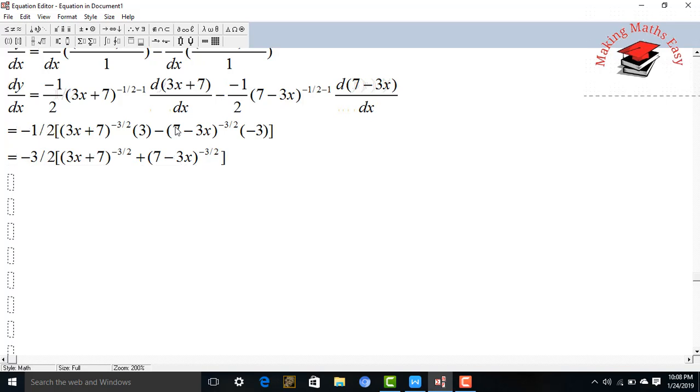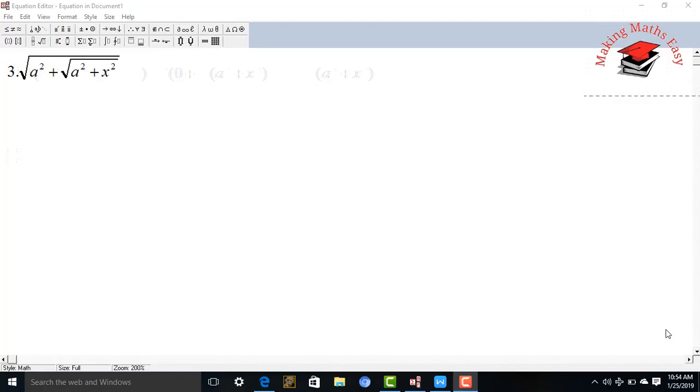So let's start with the next sum. So this is our last sum, so we are going to solve it. Here it is. The last sum is the square root of a square plus the square root of a square plus x square, meaning the root inside a root. There are two roots, one inside the other. So we will solve it.